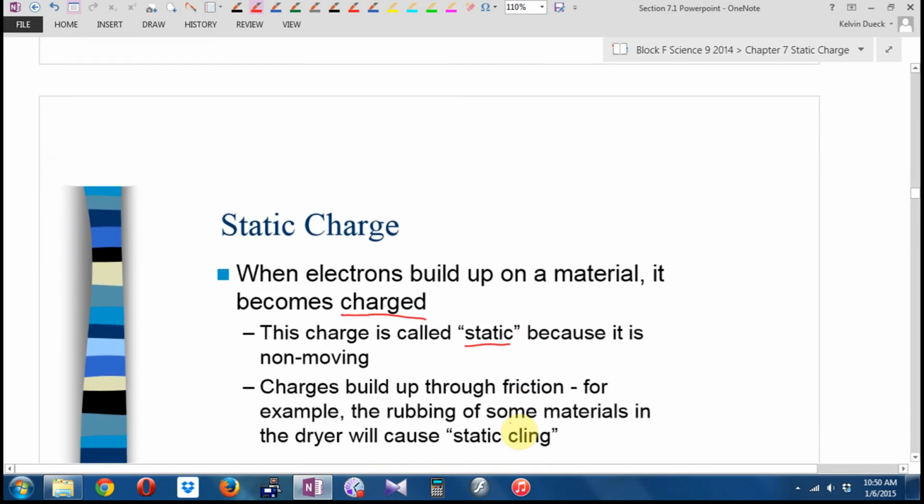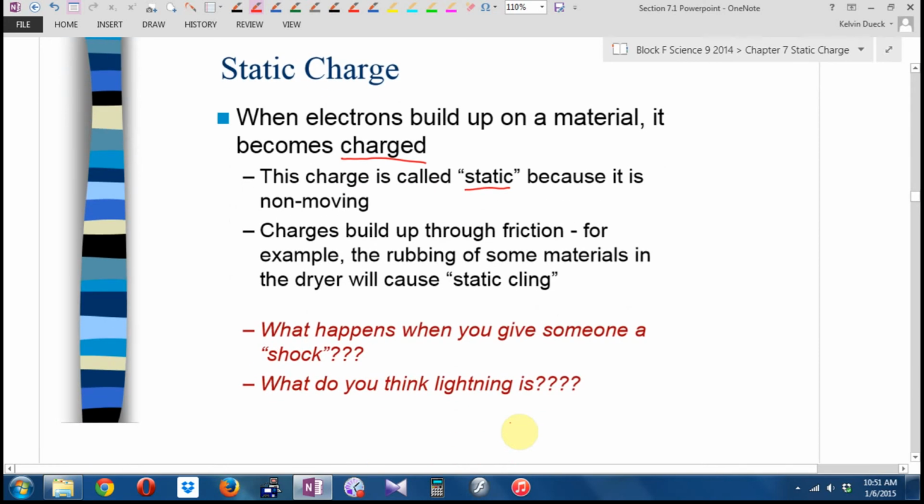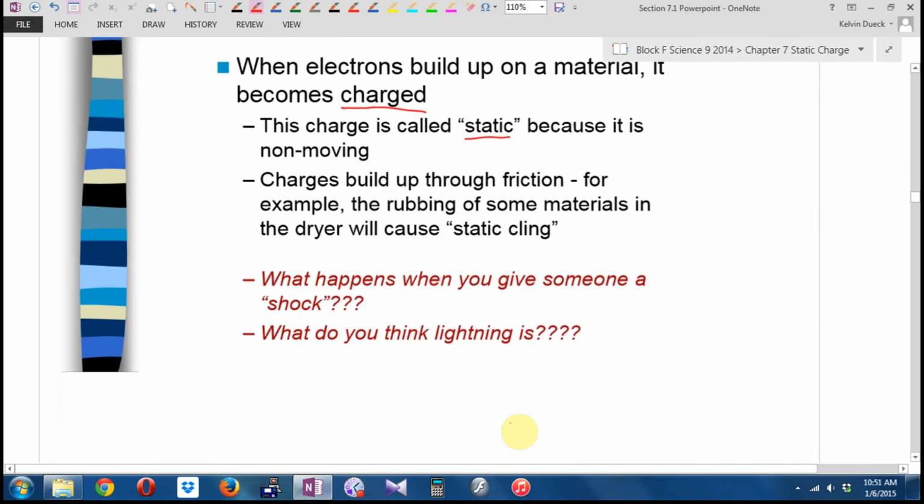In fact, this brings us to our key idea. Charges build up through friction. For example, when you take stuff out of the dryer, you may notice some of your clothing clings to other clothing. That's because rubbing back and forth in the dryer has generated static cling. Also through friction, through Nicole's wonderful demonstration here, we have that balloon still sticking to the wall. Wow. Okay? What happens when you give someone a shock? What do you think lightning is? We'll talk about that.